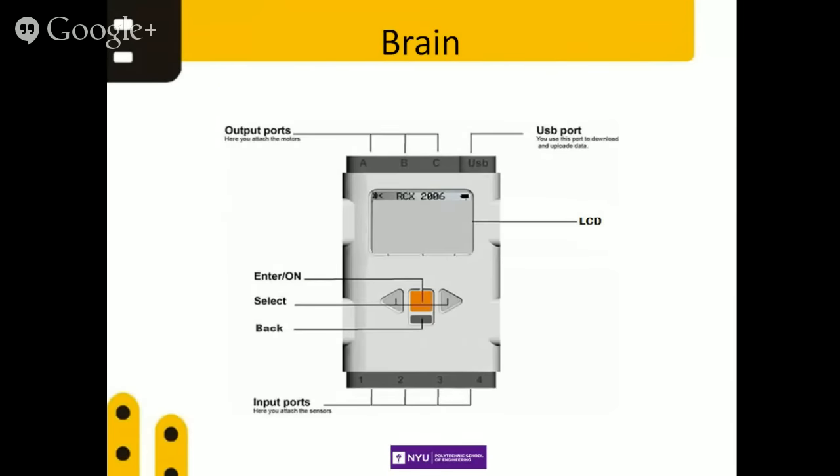What you can see here is the NXT Lego brick, and this is what it looks like. It has output ports where you can connect actuators. We will see it in a bit. It has a USB port through which you can program your NXT brick. It has an LCD interface, so you can debug quickly. Then it has some buttons for menu navigation, selecting programs, and running them. And then you have input ports where you can connect different sensors.